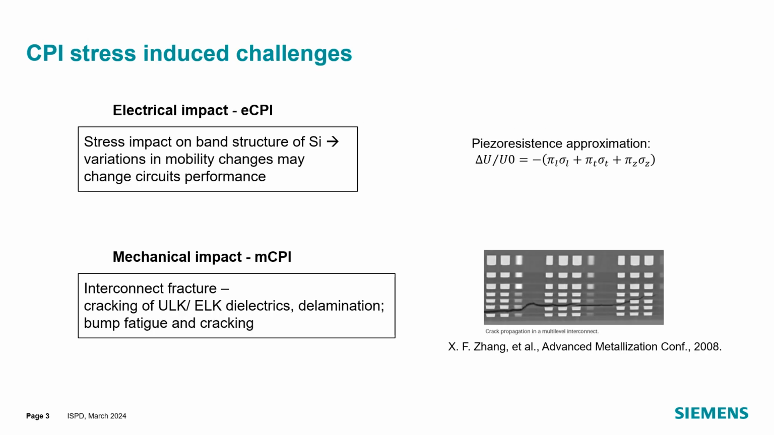In eCPI, deformation of silicon results in carrier mobility change. For strain engineering, simple empirical piezo-resistance relations can represent mobility shift due to mechanical stress. In MCPI, highly stressed regions are prone to interconnect fracture, cracking of ultra-low K dielectrics, or interconnect delamination. For a stressed state, the failure criteria such as von Mises stress and maximum principal stress can be calculated.